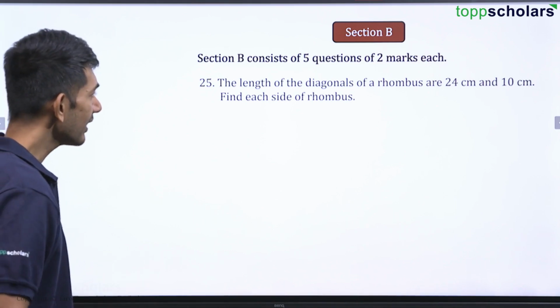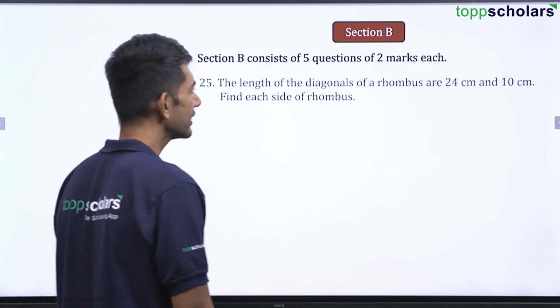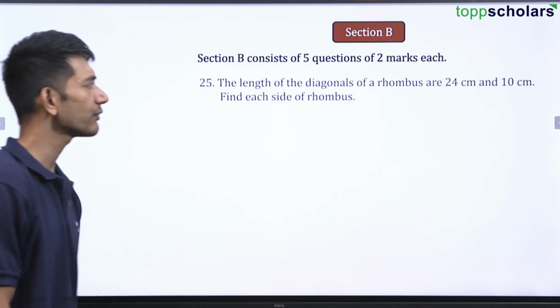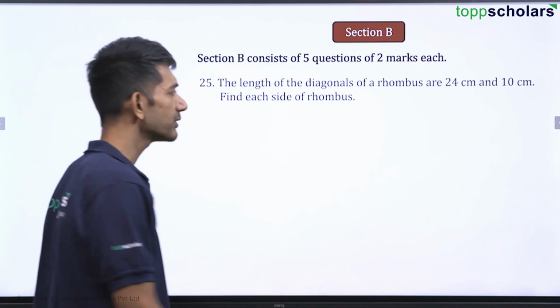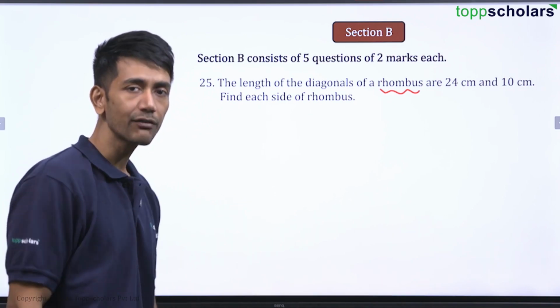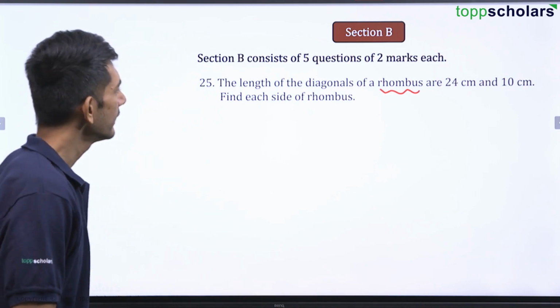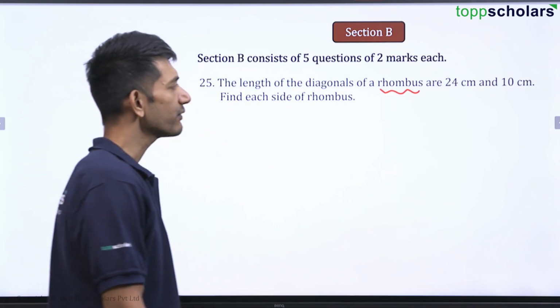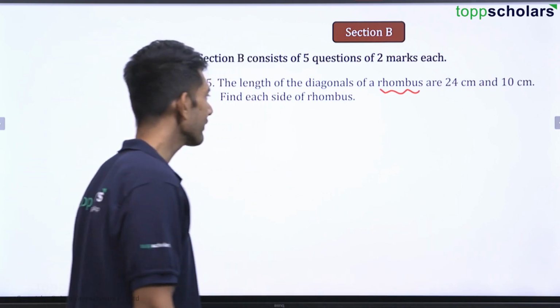So let us have a look at the last question of section B that carries 2 marks again. The length of the diagonals of a rhombus. So rhombus is given. What is the meaning of a rhombus? Rhombus is a quadrilateral having all the 4 sides of equal length. The length of the diagonals is given 24 centimeter and 10 centimeter respectively.